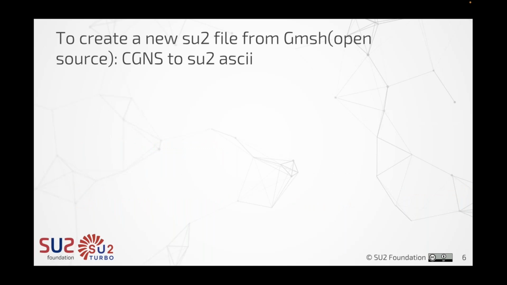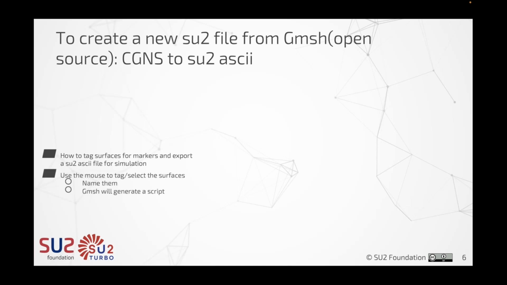So here's just a refresher for those people who want to use GMSH to import a turbomachinery mesh and how the tagging is done: how to tag surfaces for markers and export an SU2 ASCII file for simulation. Right now we're doing it interactively. We use the mouse to tag and name the different surfaces, and then we generate a script, and then you can reuse the script if the surface numbers don't change. And then you use this particular command in your terminal to export the SU2 mesh.